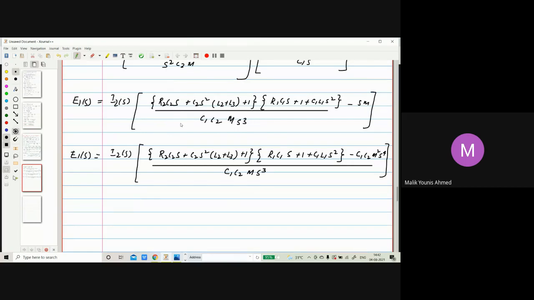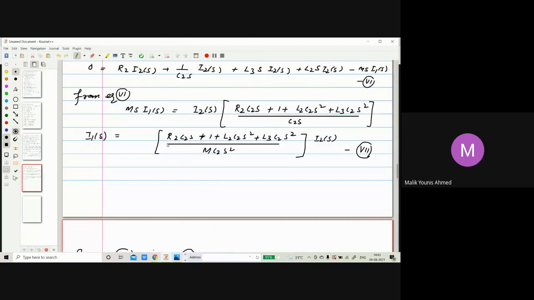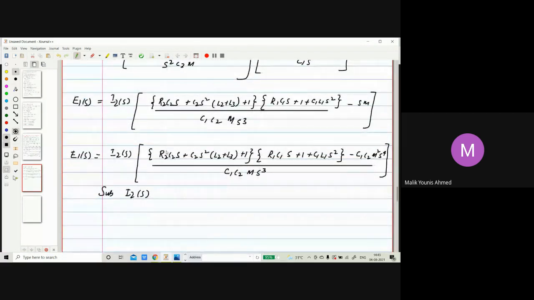Now I need to avoid this I2. How can I get this I2? I have one equation, equation second I have. So substitute I2 of s. You can see equation number second here. I don't want the answer in terms of the currents. I2 can be E2 of s by R2. So I can substitute this: substitute I2 of s equal to E2 of s by R2 in the above. So now we substitute this, then it will become E2 of s.